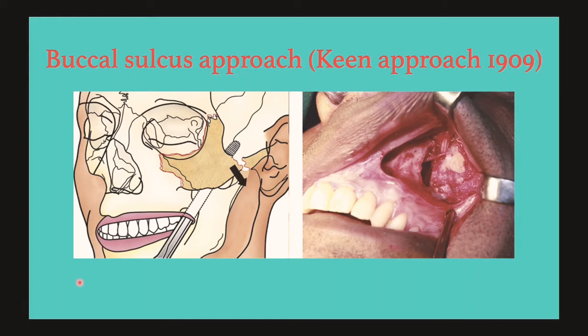Buccal sulcus approach, Keene approach. An incision is made in the upper buccal sulcus immediately beneath the zygomatic buttress and a curved elevator is passed supraperiosteally to engage the deep surface of the zygomatic bone.